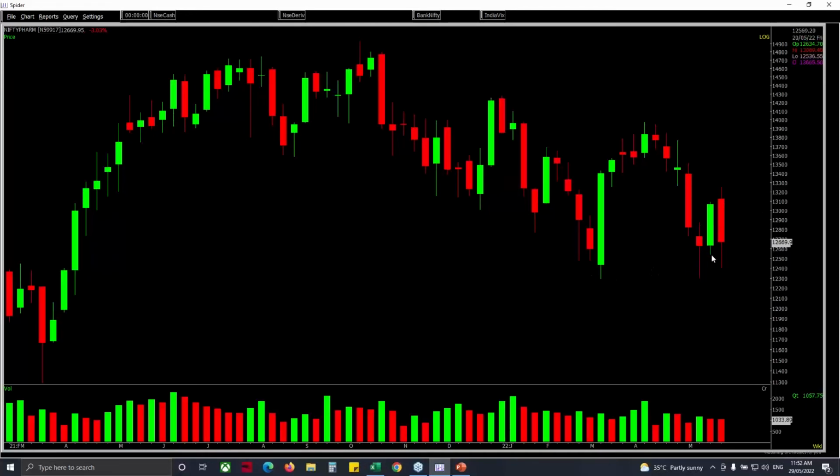It seems that this consolidation might continue in coming weeks. On any breakout beyond this level or below this level, we can expect movement on either side, or else this consolidation is going to continue in coming weeks as per the charts of Nifty Pharma.